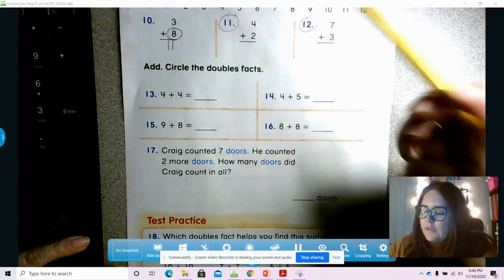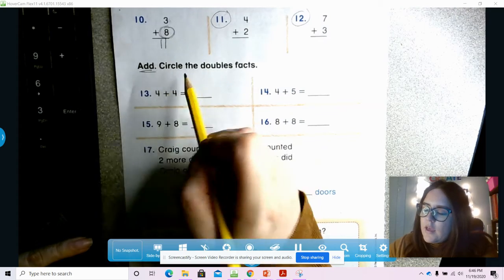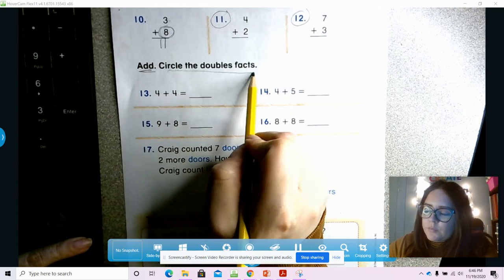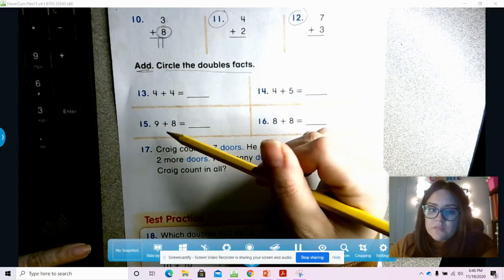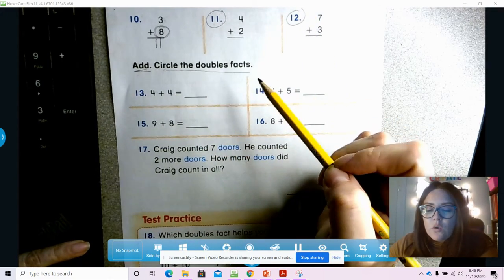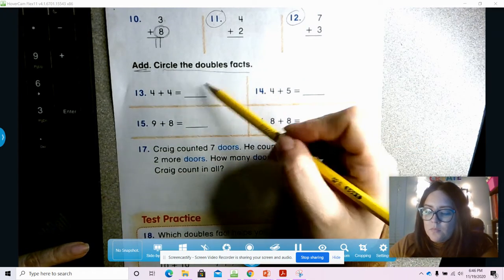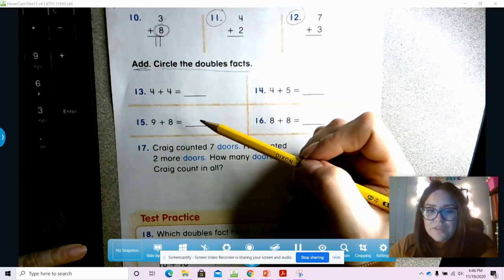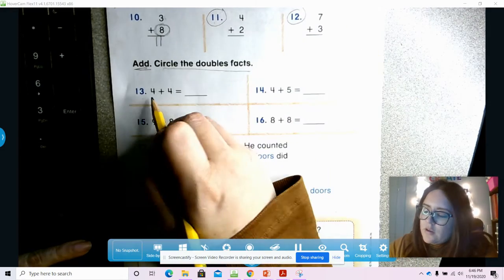Okay, our next one says add. So the first thing we have to do is add, and then we have to circle the doubles facts. So not all of these are doubles. We're going to only circle the ones that are doubles. We're going to add all of them, but we're only going to circle the ones that are doubles. So let's do number 13 together.